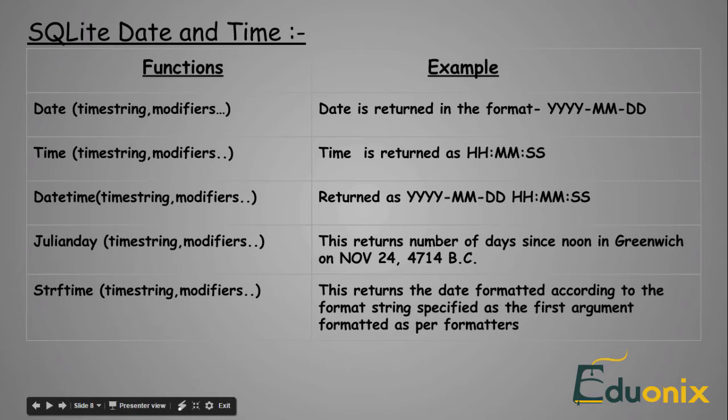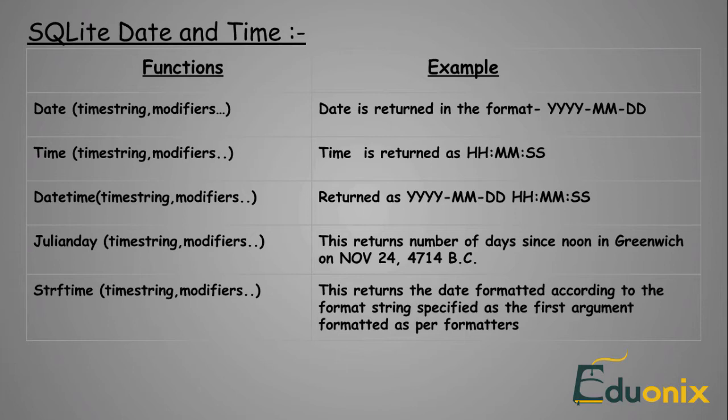Next is dealing with the date and time. So SQLite date and time. There are certain functions. For example, the date function returns the date in the format YYYY-MM-DD. Time returns the time in HH:MM:SS, so hours, minutes and seconds. Datetime is the function that will return both, date as well as time. Julian date returns the number of days since noon in Greenwich on November 24, 4714 BC.